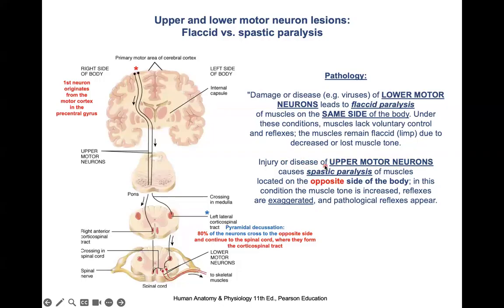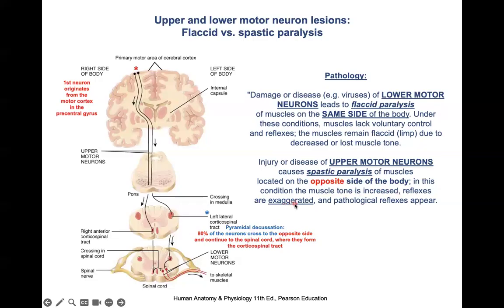So, injury or disease of upper motor neurons causes spastic paralysis of muscles located on the opposite side of the body. Why? Remember, this is the route, the pyramidal tract. We have the upper motor neuron starting off here in the primary motor cortex, and it crosses over to the opposite side at the medulla. Okay, 80% of the fibers. In this condition, the muscle tone is increased.